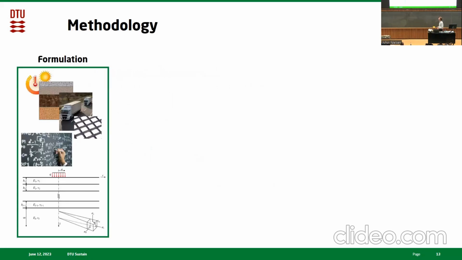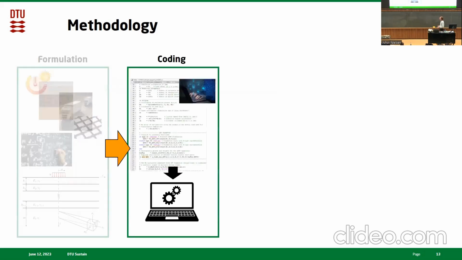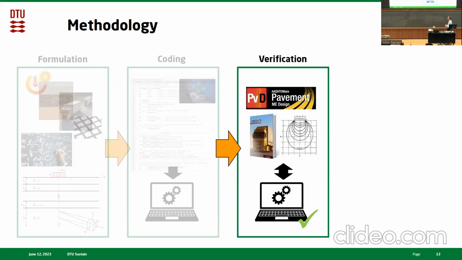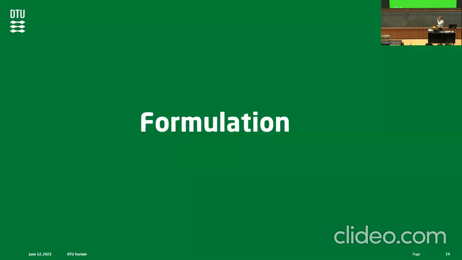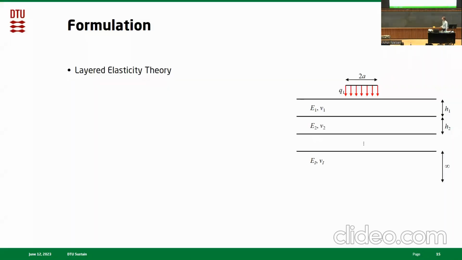So the methodology was to come up with a formulation that includes the grid based on our current mechanistic methods. Then everything was coded into a software. And this software will first check if it calculates correctly by comparing with other accepted pavement models, and also check if it can reproduce measurements from reality. So let's start with the formulation.